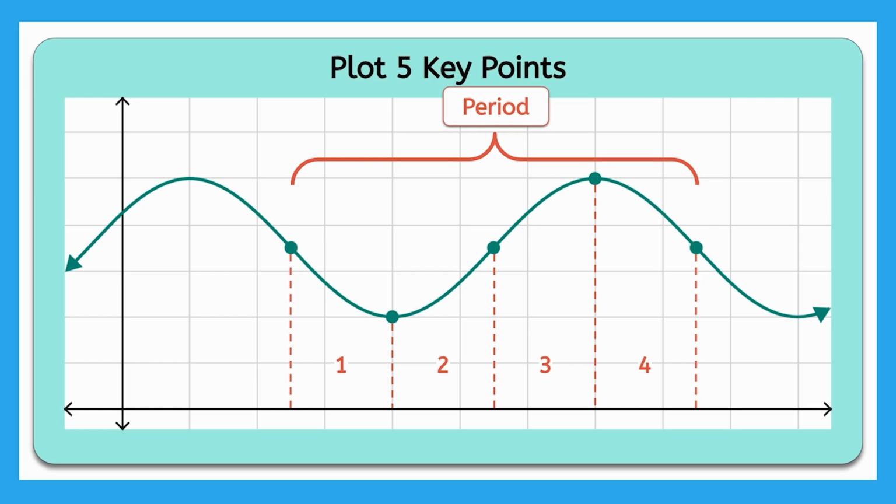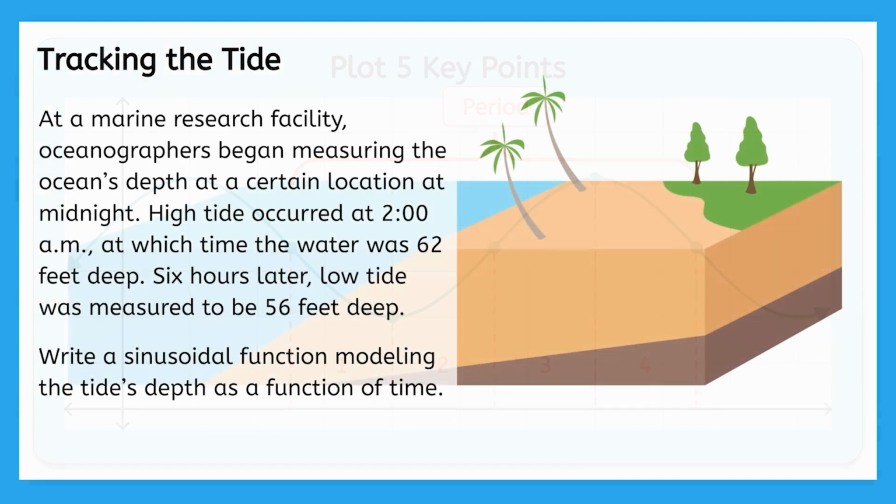That's a key concept that will help us graph our tide problem, so let's look at it again. We know that high tide occurred at 2 a.m. and was 62 feet deep. Let's see what that might look like on our diagram.